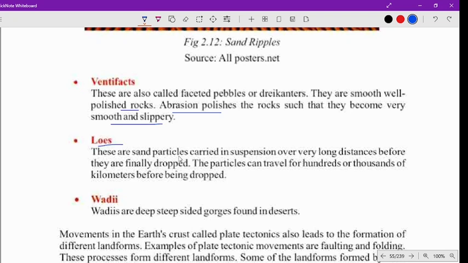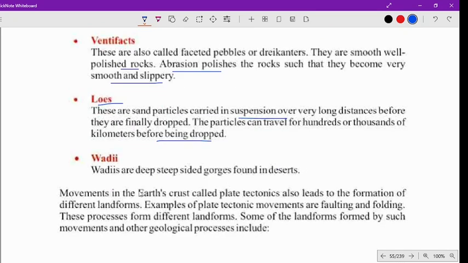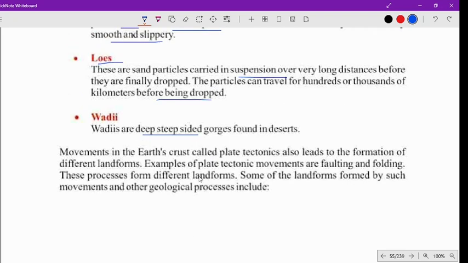Loess, these are sand particles carried in suspension over very long distances before they are finally dropped. The particles can travel for hundreds or thousands of kilometers before being dropped. Wadi, these are deep, steep-sided gorges found in deserts.